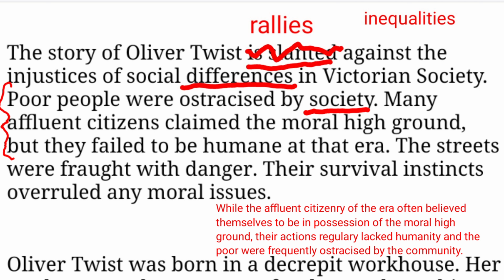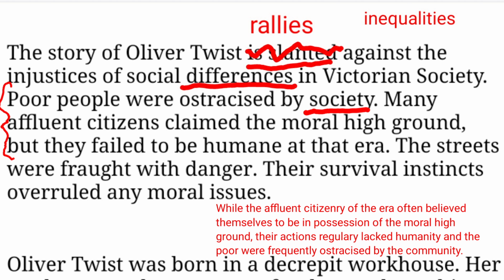Their survival instincts overruled any moral issues. Be careful here with your pronouns. "Their survival instincts" sounds like you're talking about the streets, because that's what we've just mentioned in the previous sentence. Also, I think it's very important here to show that there is a link between the previous idea and the one we're trying to express now.